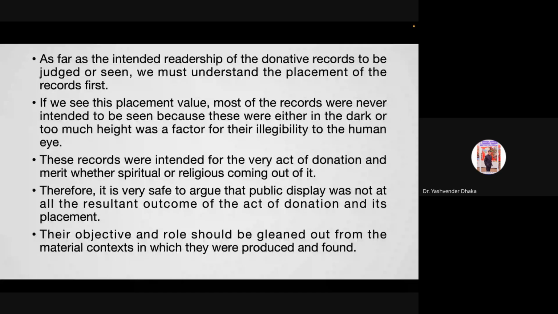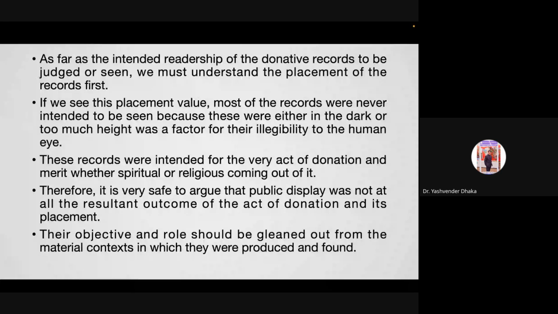Now, as far as the intended readership of the donated record, to be judged or seen, we must understand the placement of the record first. Where is this image situated? So if we see this placement value, most of the records were never intended to be seen, because these were either in the dark or too much height was a factor. So illegibility to the human eye. These records were intended for the very act of donation and merit, whether spiritual or religious, coming out of it. So basically, it was for the religious and psychological benefit.